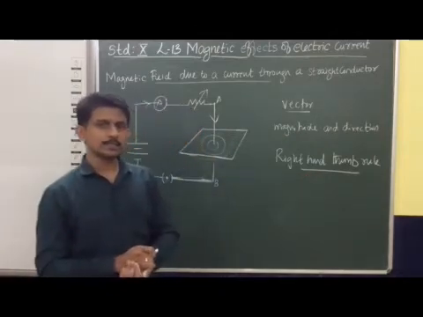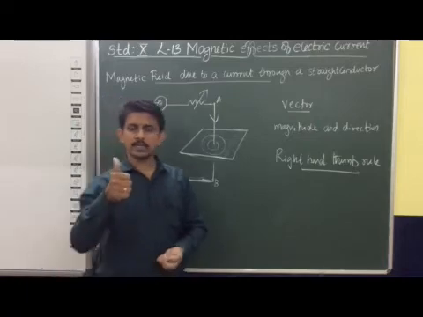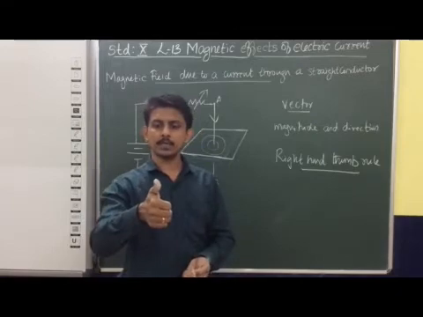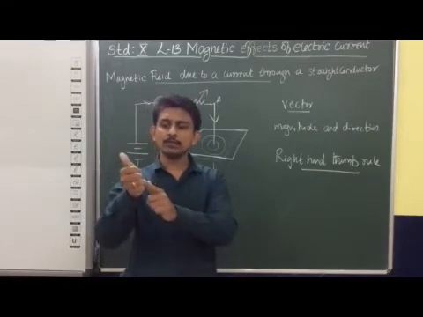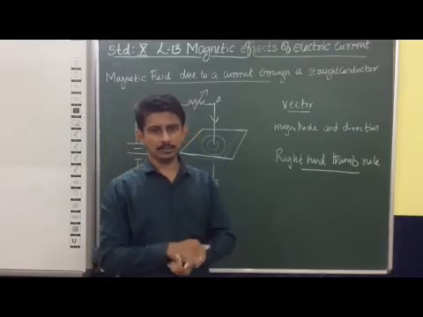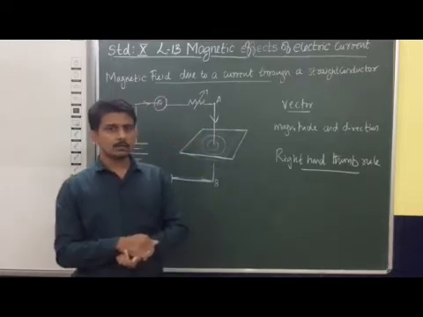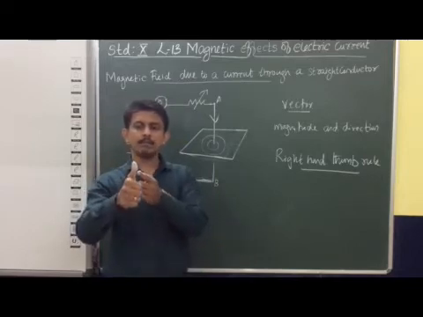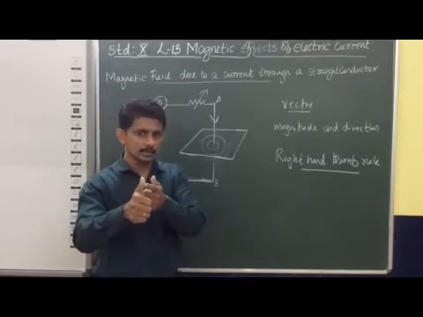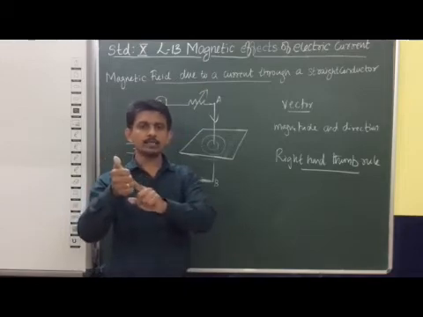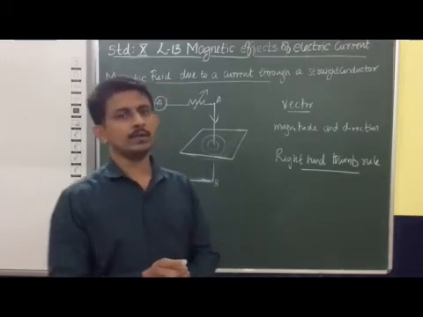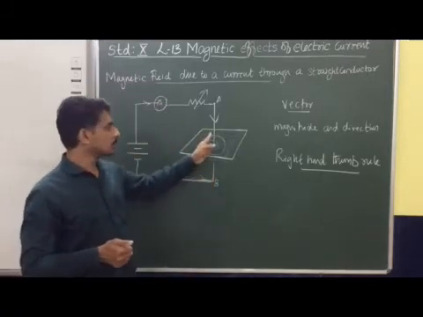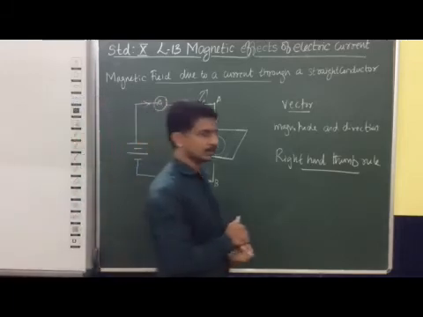So what is the right hand thumb rule? We can state it like this: if you are holding the current carrying conductor in your right hand, in which the thumb is pointing towards the direction of current flow, then the fingers will show the direction of magnetic field lines. This right hand thumb rule we can apply to determine the direction of these field lines.